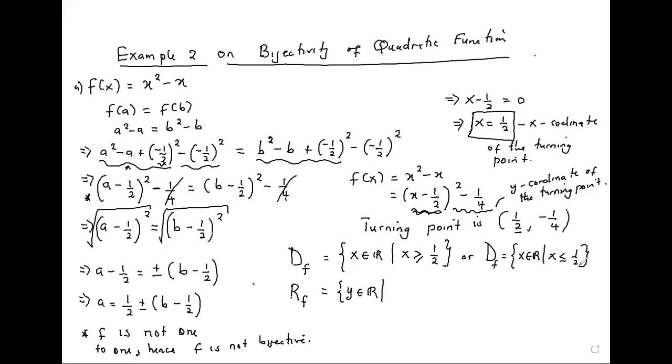Okay, so that's why I'll just write 1. And you can make a decision right now to say, I'll be using the positive one, or I'll be using the negative one. Then for the range, you say y a real number such that y is greater or equal to negative 1 over 4.